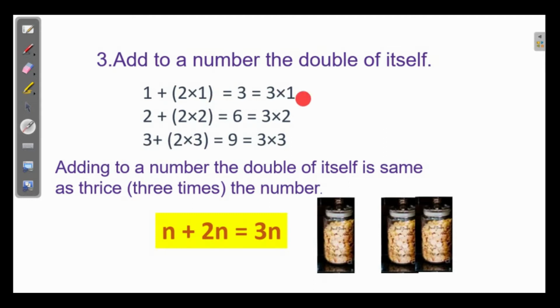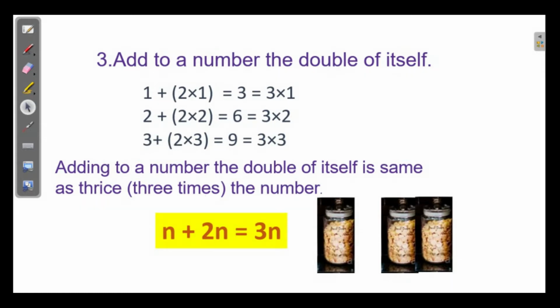3 is the same as 3 into the first number. Then take the number as 2. 2 plus the double of 2, 4. 2 plus 4 is 6. 6 is the same as thrice the number, 3 into 2. Then 3. Double of 3, 2 into 3 is equal to 6. 3 plus 6, 9. 9 is the same as 3 into 3. So, adding to a number the double of itself is the same as thrice or 3 times the number.